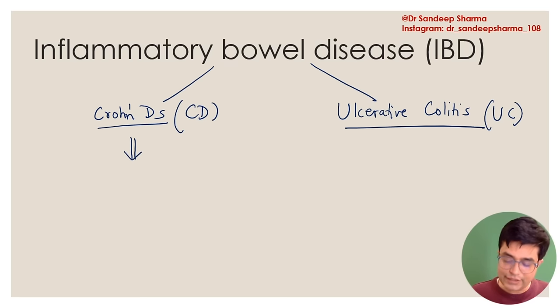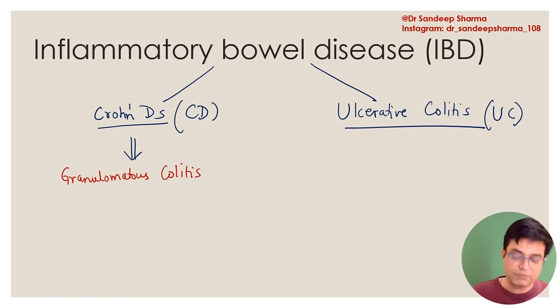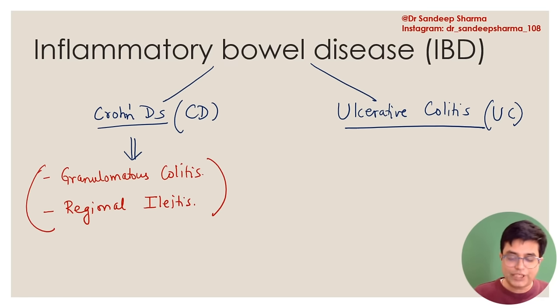Ulcerative colitis ke other names bhi hain. This is also called as granulomatous colitis. It can involve the colon, but there will be non-caseating granuloma. So granulomatous is the other name. Ye mostly ileum ko involve karta hai. So it is also called as regional ileitis. These are the other names, the older names of Crohn's disease, right? To agar ye puchenge, to ye bhi Crohn's disease hi hai. Now, how to distinguish between them?